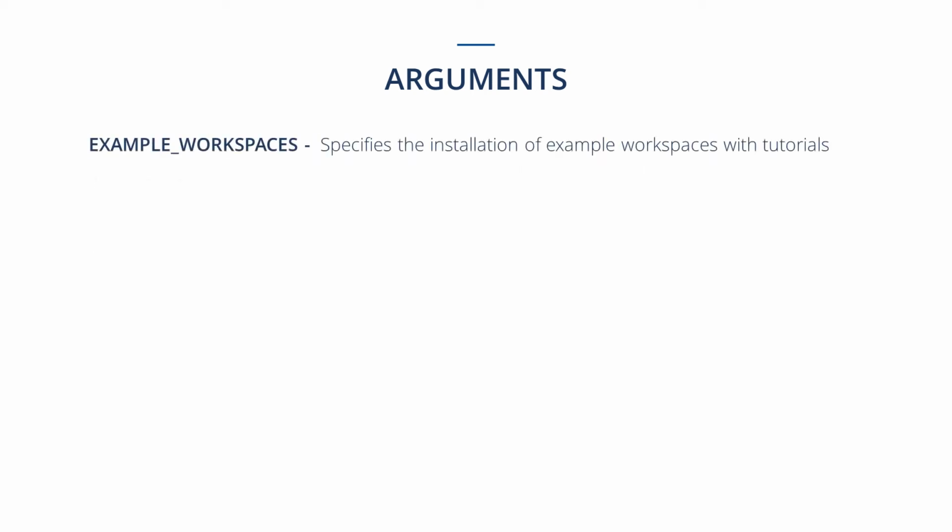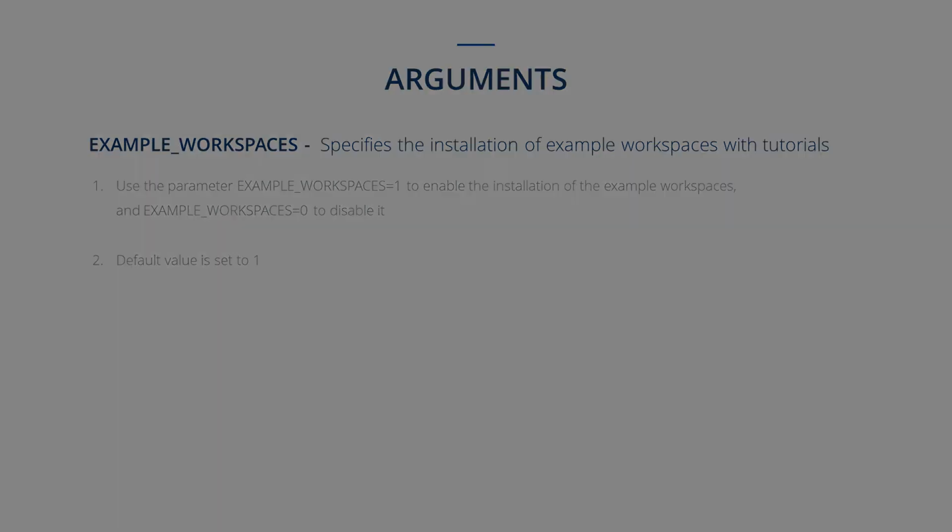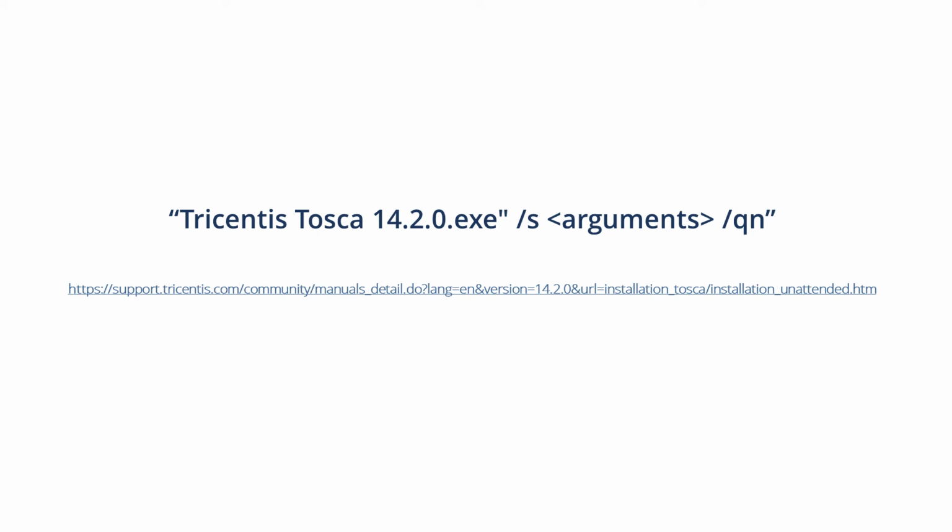Example workspaces. This argument installs example workspaces with tutorials. The parameter with equals 1 is used to enable the installation of the example workspaces, and with equals 0 to disable it. The default is set to equals 1. For more examples of arguments that can be used with unattended Tricentis Tosca installation, please visit the Tosca manual. You can find the link in the description.